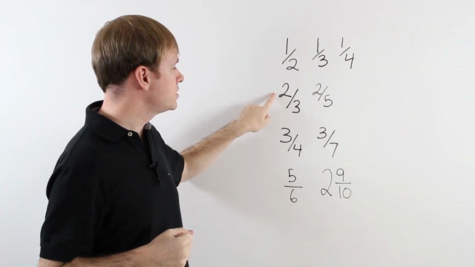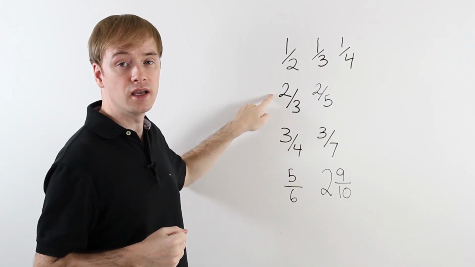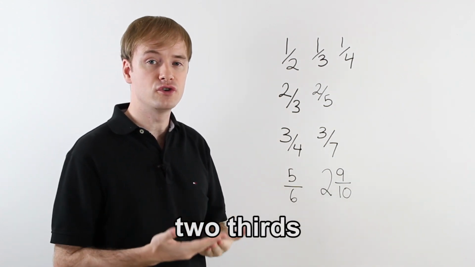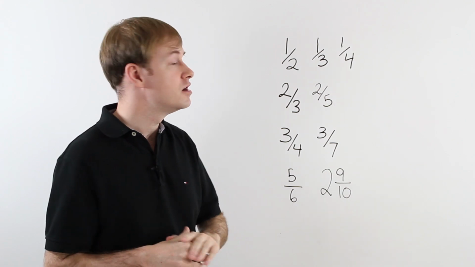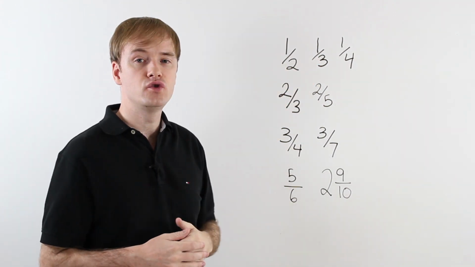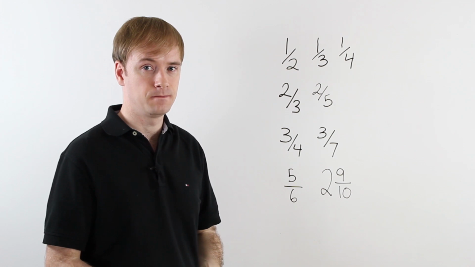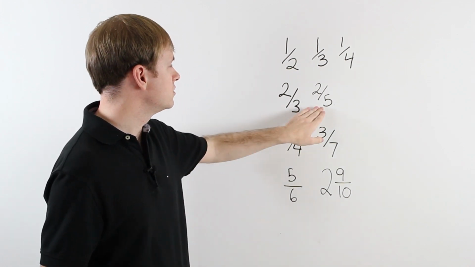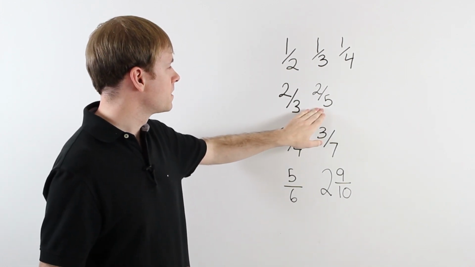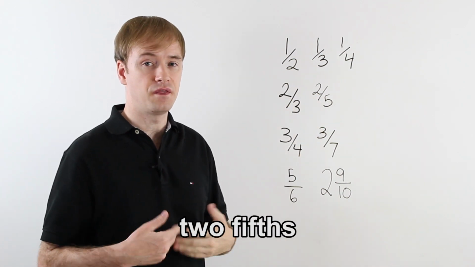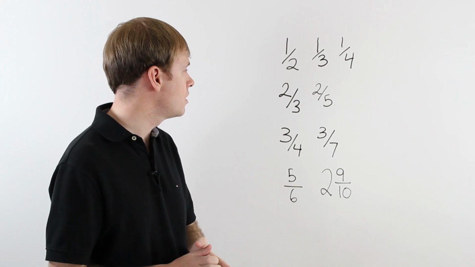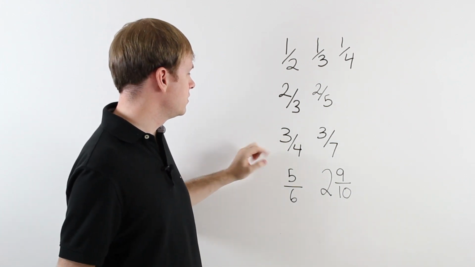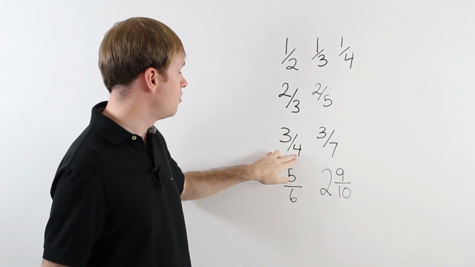So we don't say 2/3, we have to say 2/3. Okay, we have to add an S at the end. So 1/3, 2/3. All right, and let's go on to the next one. So 2/5. 2/5. All right.